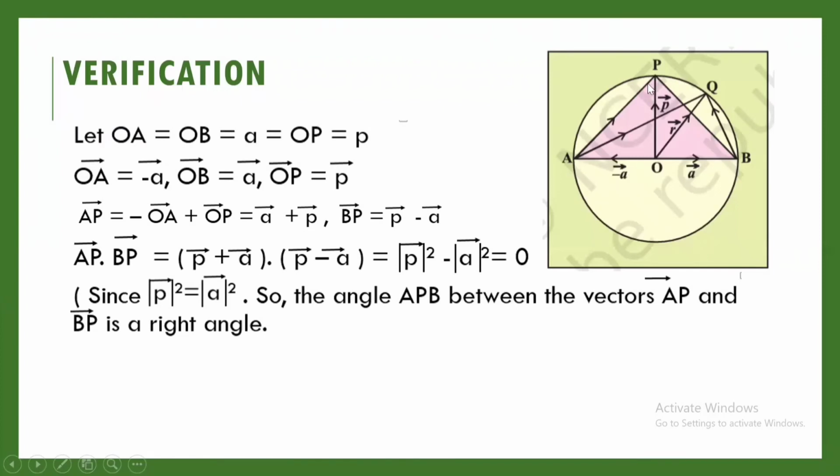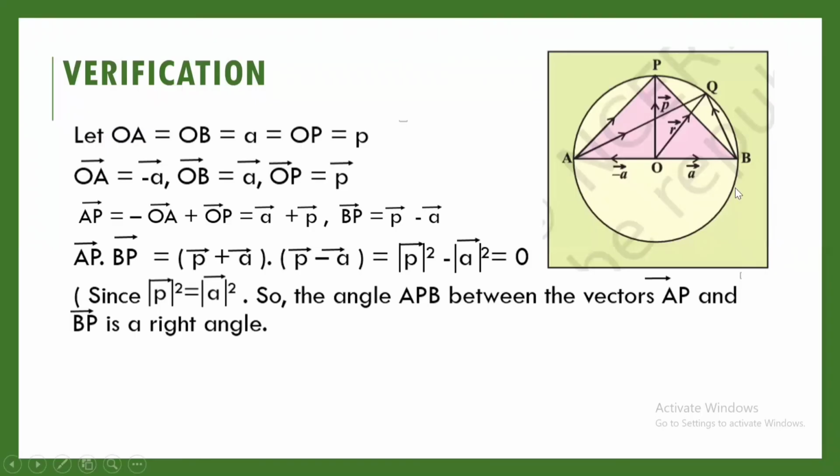Because the dot product is coming out to be 0, cos theta is 0. Cos theta is 0 means theta is equal to 90 degrees. Therefore, the angle APB between the vectors AP and BP is the right angle. So this is what I have proved by using the vector also, that it is a right angle. I used the measurement geometrically, I proved. I used the Pythagoras theorem.